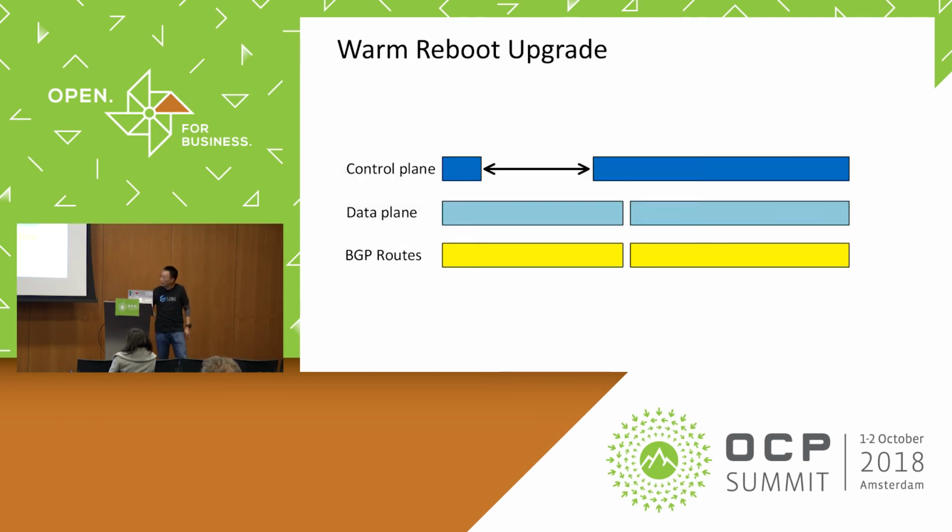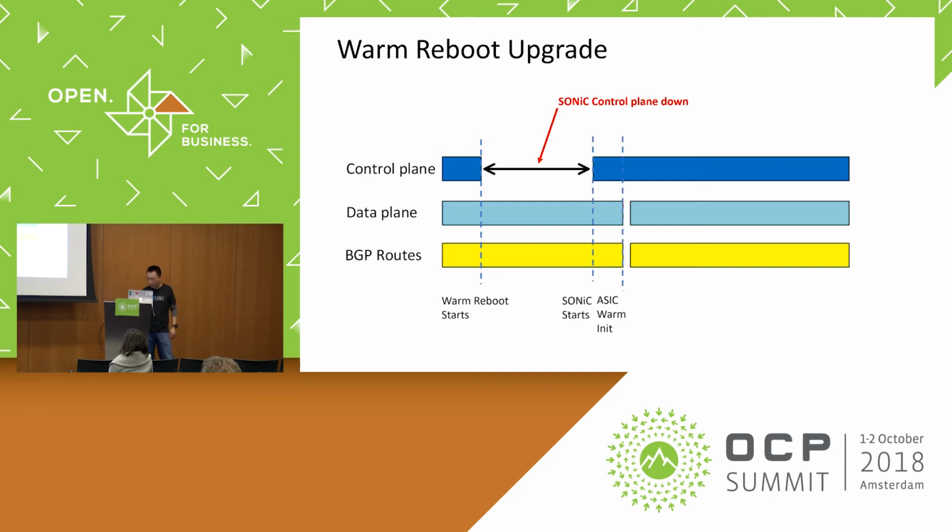And this is a warm reboot. Warm reboot is a lot gentler than fast reboot. Basically, the control plane goes down the moment warm reboot starts, but the data plane and the routing stack remain intact. After SONiC comes back, the ASIC, instead of a clean reinitialization, goes into a warm reinitialization mode. So the data plane downtime disruption is typically within a second.